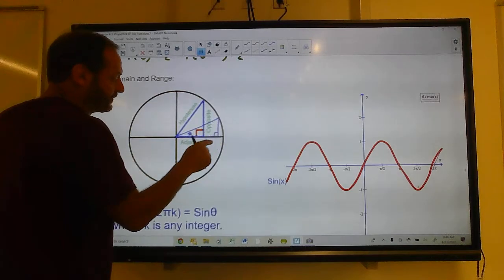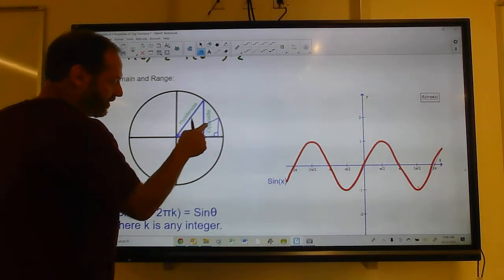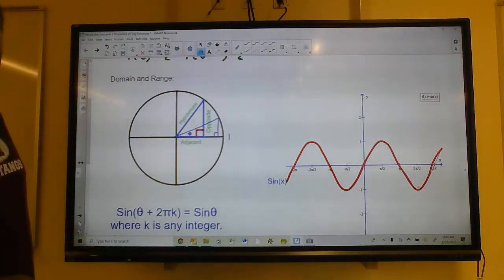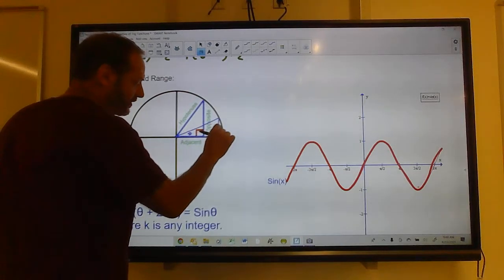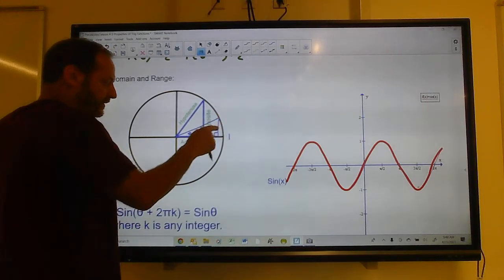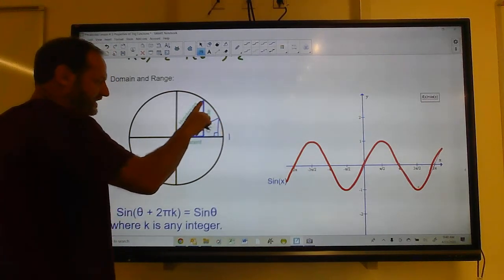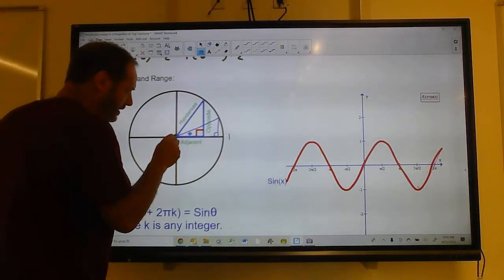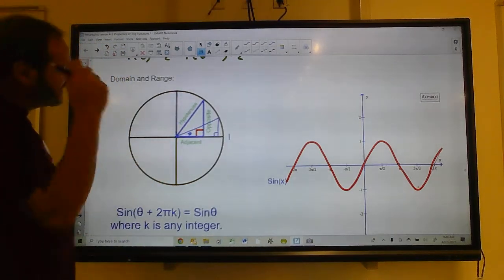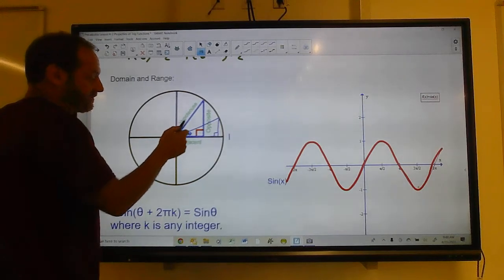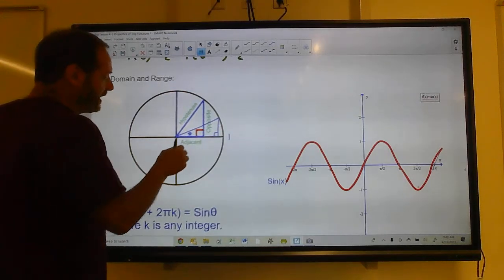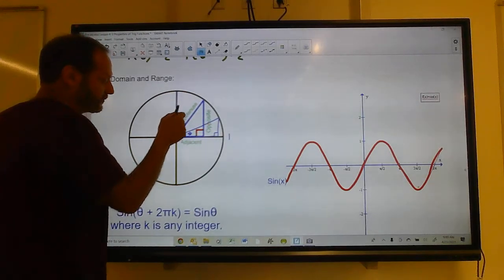So what happens is the opposite over the hypotenuse, this is a smaller number over, let's say this is a unit circle, so the hypotenuse is always 1. Well, if this is a smaller number divided by 1, then that's a smaller number. So as this angle gets bigger, this side gets larger until it goes straight up right here. Then the side opposite is actually the same as the hypotenuse, and the adjacent is 0. So opposite is 1, and the hypotenuse is 1, so it's 1.